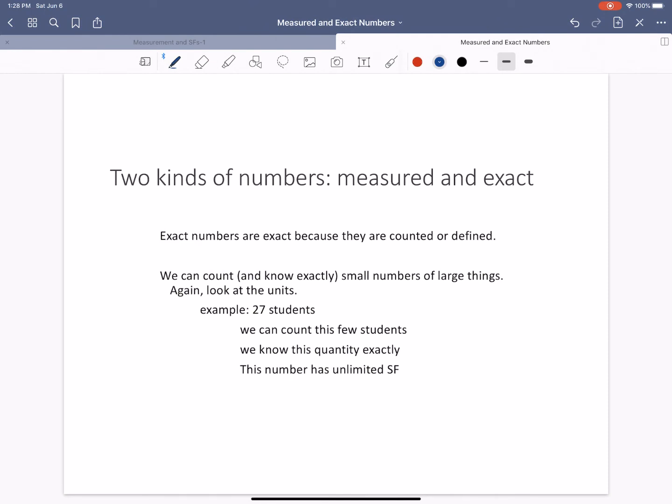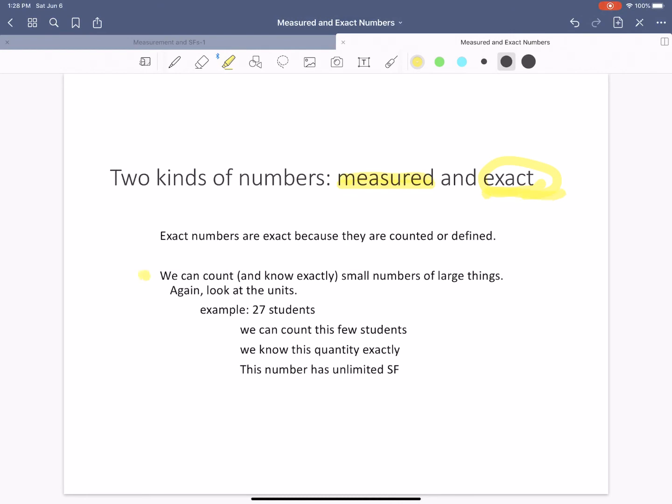Okay, so back to the main thing. There are 2 kinds of numbers, measured and exact. And with measured numbers, we have to count sig figs. Exact numbers don't have limited sig figs because they don't have any uncertainty. How will we know if we're working with something that has limited sig figs or no uncertainty? We look at the units.